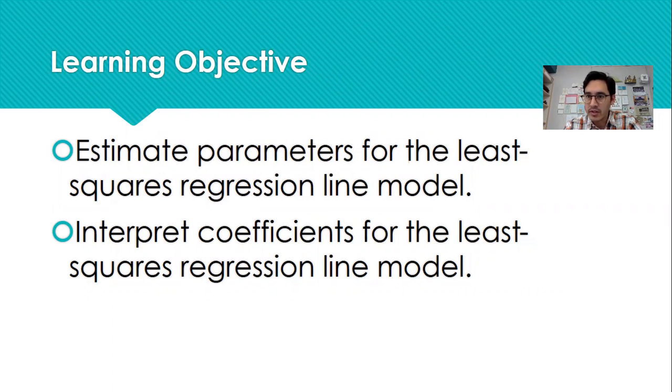So what does the slope tell us about the relationship between the explanatory and response variable? What does the intercept tell us? Now in this video, we're not going to really get into all that. I just want to present some conceptual understanding of the least squares method.